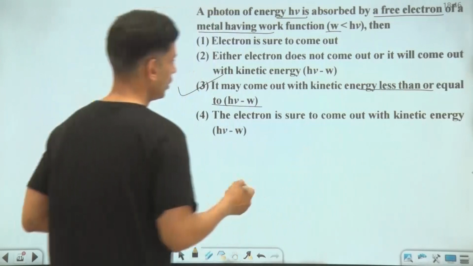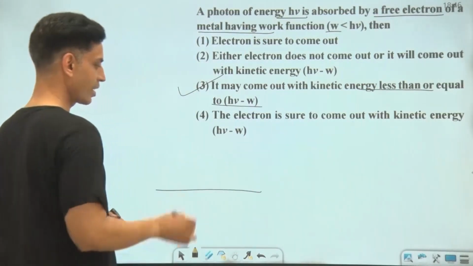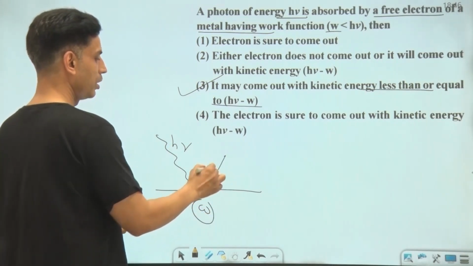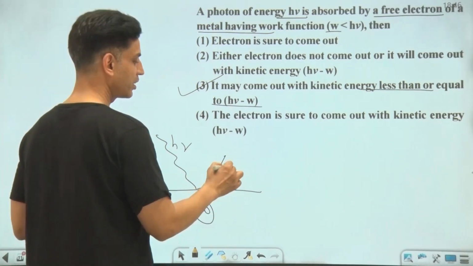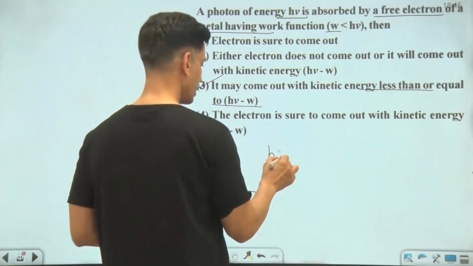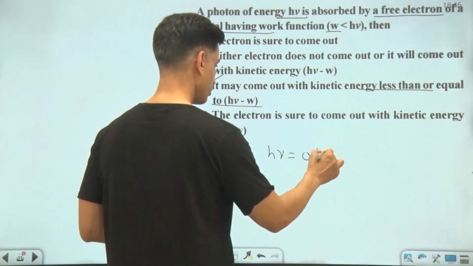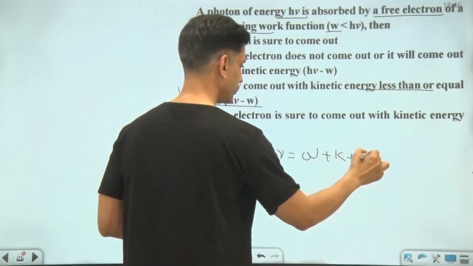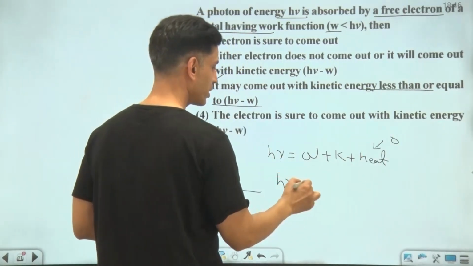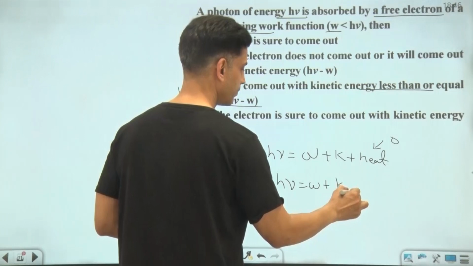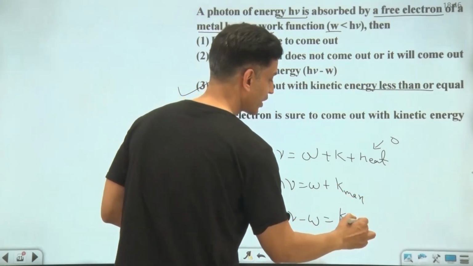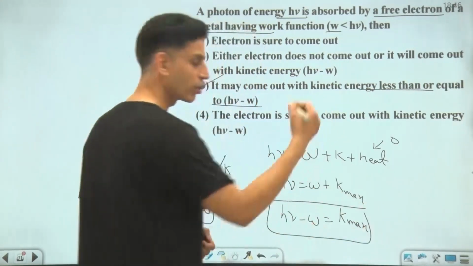How come? Okay, so this is a metallic surface. Energy h mu comes in. W is the work function. Now photoelectrons are emitted with some energy, let's suppose kinetic energy K. So from the Einstein equation, h mu is equal to work function plus K plus heat. Now if heat is zero, then h mu is equal to work function plus K max. So h mu minus W is equal to the maximum kinetic energy, not the kinetic energy of every electron.